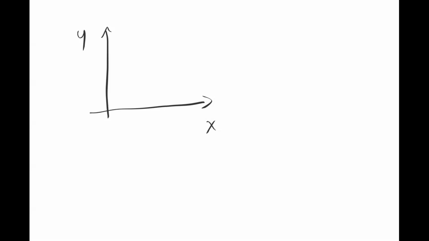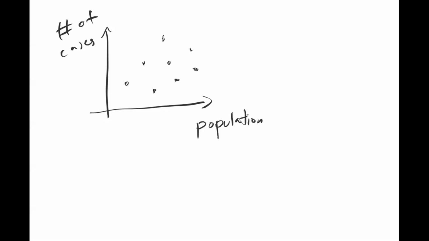and so suppose I were to make a scatter plot like this. Well, okay, we can talk about our coronavirus example. So maybe this would be something like population and number of cases, okay? And each of these would be a county.